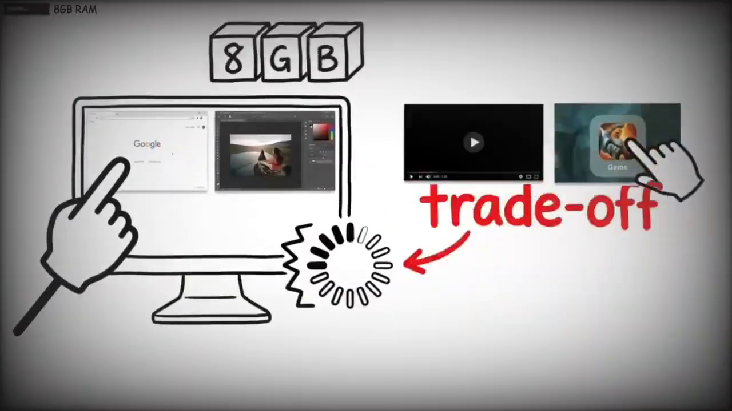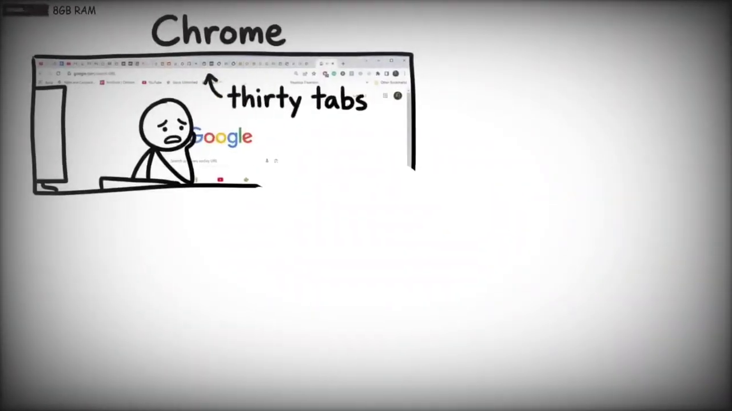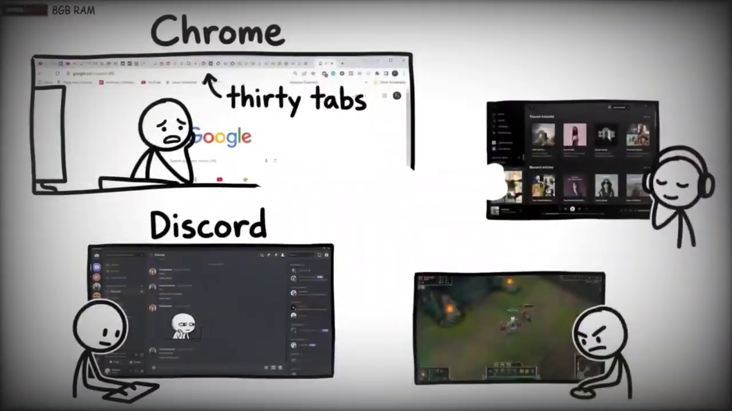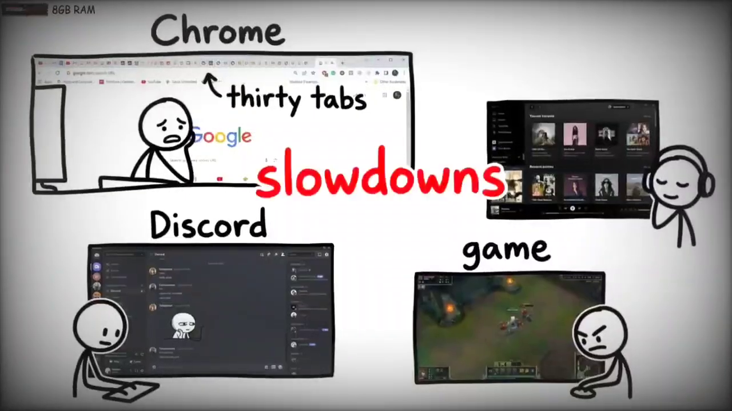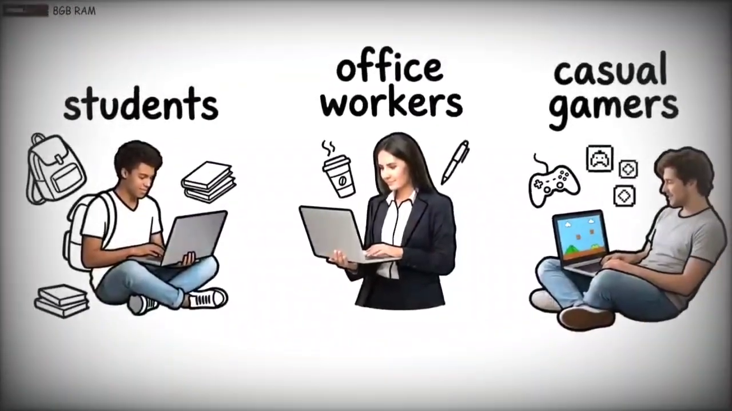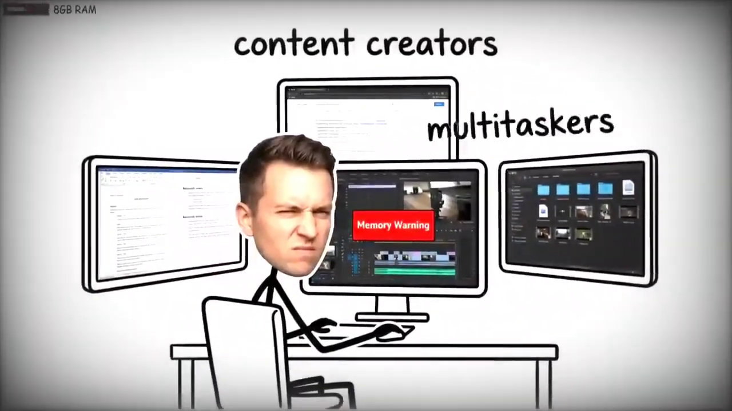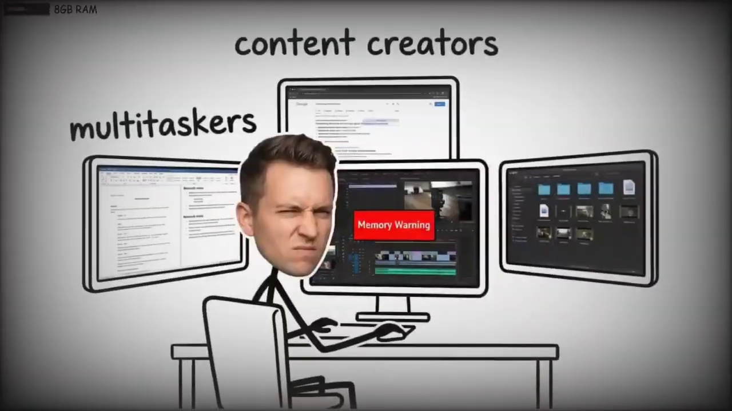The trade-off with 8 gigabytes is heavy multitasking. If you open Chrome with 30 tabs, plus Discord, plus Spotify, plus a game, you'll start to feel slowdowns. For most students, office workers, and casual gamers, 8 gigabytes is perfectly fine. But for content creators or hardcore multitaskers, it's the bare minimum.